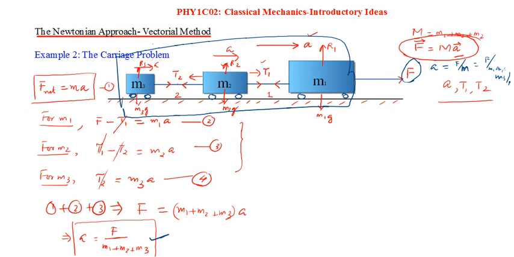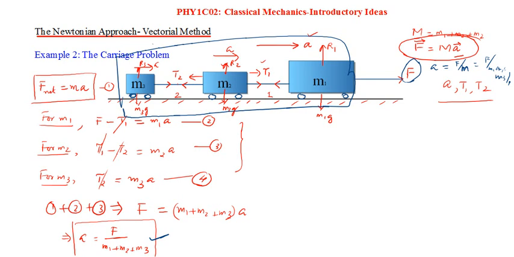Then why did we go after it? Because we are interested to know the tension as well. That is all the reason. Okay, so acceleration will be equal to net external force divided by total mass. That's quite simple. Now we have to calculate T1, T2, T3.